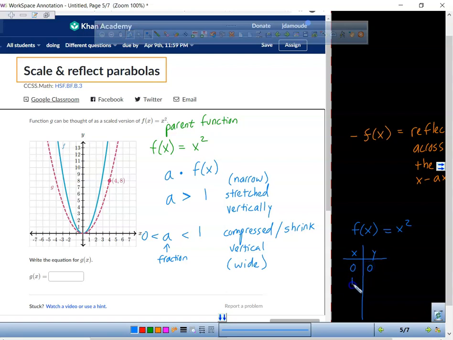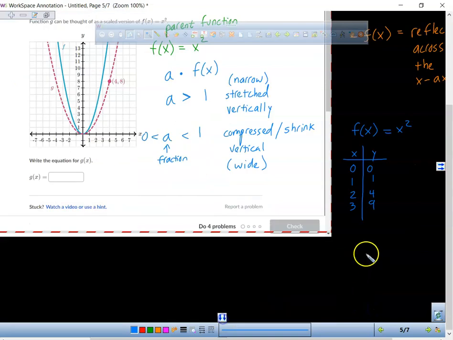0. What's 1 times 1? 1. What's 2 times 2? 4. 3 times 3, 9. And then 4 times 4 is 16. That's my original function, okay?